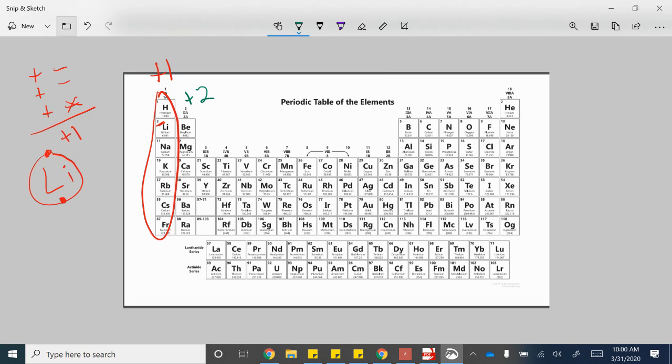Our next column over, they will all end up with a +2 charge. So if we look at beryllium, it has a full inner shell, and it's in the second row, just like lithium, so it has 2 shells. But this shell has 2 electrons in it. Now, beryllium can gain 6 electrons to look like neon, or can lose those 2 electrons to look like helium. It's easier to lose, so when it gets rid of those 2 electrons, and it has a 4+ charge inside, it will become positively charged by 2.